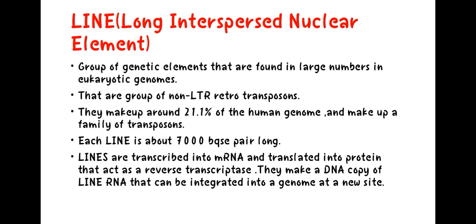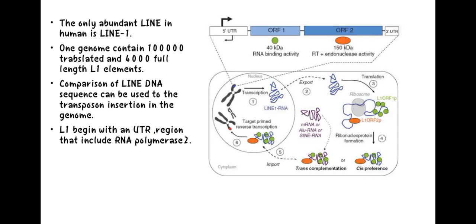A group of genetic elements that are found in large numbers in eukaryotic genomes, that are a group of non-LTR retrotransposons. They make up around 21.1% of the human genome and make up a family of transposons. Each LINE is about 7,000 base pairs long. LINEs are transcribed into mRNA and translated into protein that acts as a reverse transcriptase. They make a DNA copy of LINE RNA that can be integrated into a genome at a new site.